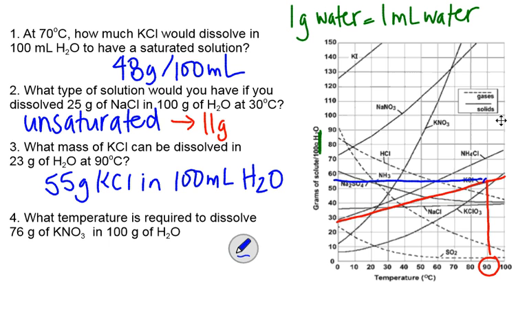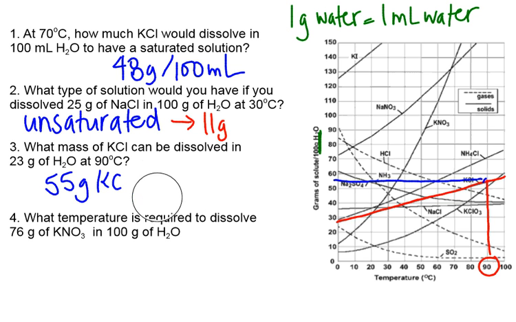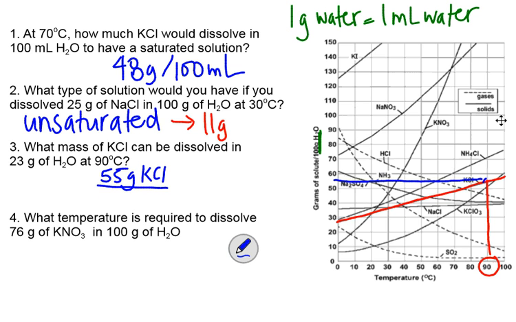So here's where you would set up a ratio and maybe do some cross multiplication. I'm just going to erase this. I know from my graph that I can dissolve 55 grams of KCl into 100 grams of water. So I read that right off my graph at 90 degrees. So the question is, how much KCl can I dissolve if I only have 23 grams of water? So it should be about a quarter.